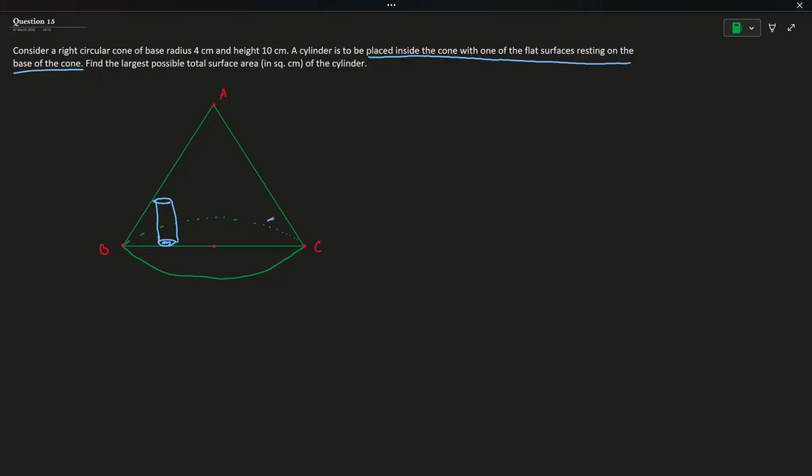I can also have it like this, right? I can also put the cylinder like this, right? There are n number of ways, right? But I need to maximize the largest possible total surface area. I have to maximize the total surface area. So guys, here you need to understand, first of all I will erase the cylinders that I have drawn till now. Okay, I will erase this.